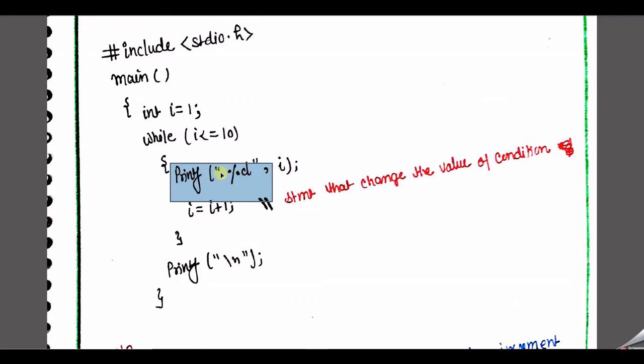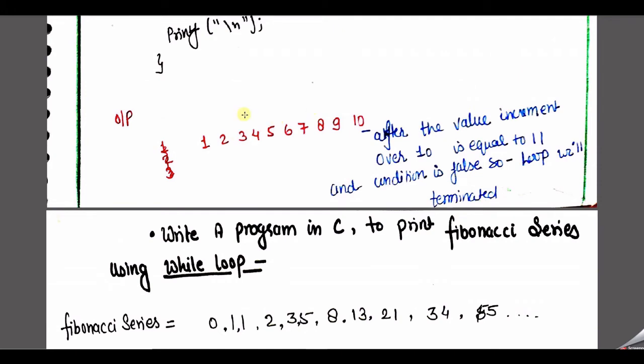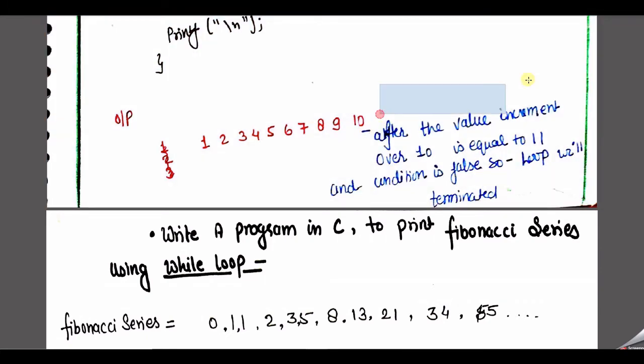So what did we reduce here? We reduced the printf 10 times by the help of one print function. So now we can see the output of our result. The output of our program is 1, 2, 3, 4, 5, 6, 7, 8, 9, 10. After the value 10, I also mentioned what exactly happened when I is equal to 10, and after that how we get the value false for our condition and how the loop is terminated here.